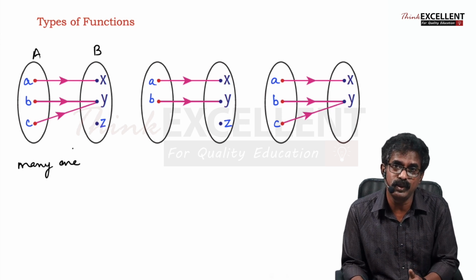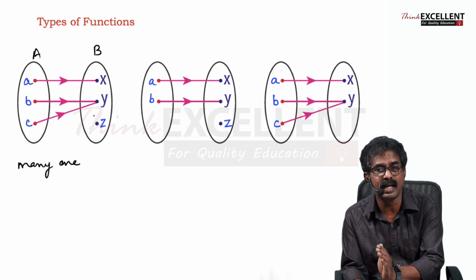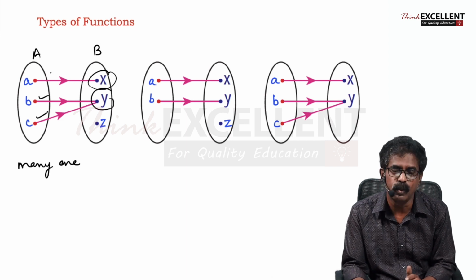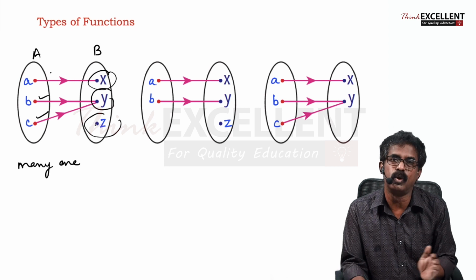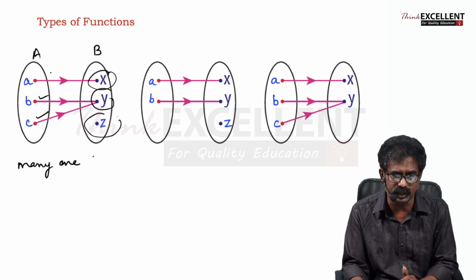Is it onto or into? You have to see the codomain. In the codomain, check whether every element has a pre-image. X has a pre-image. What is the pre-image of X? A. What is the pre-image of Y? A and B. What is the pre-image of Z? There is no pre-image. Then it is an into function. It is not onto.